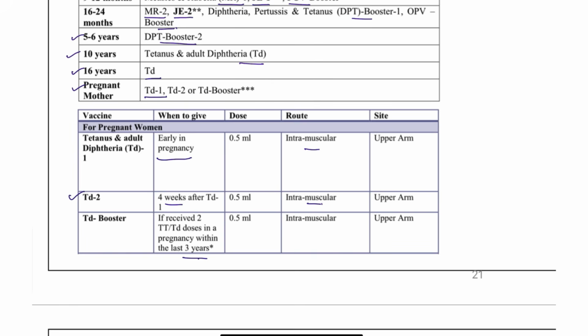But if the mother is less than 3 years, you can only give the booster dose for this patient.